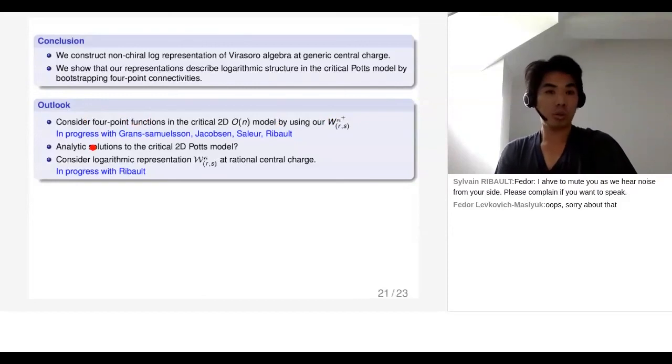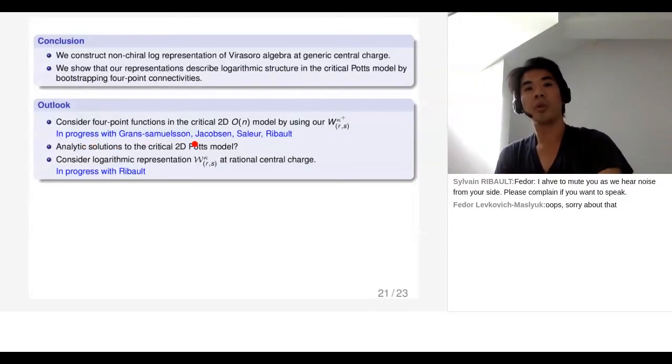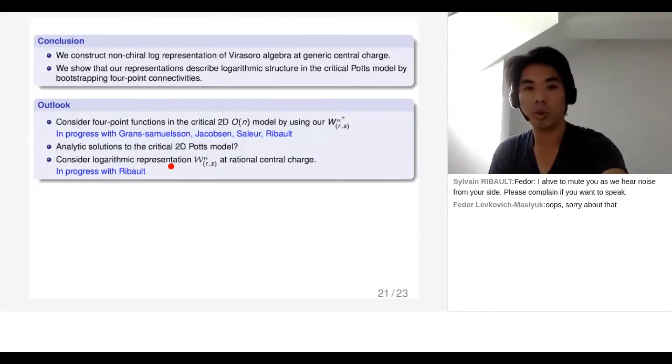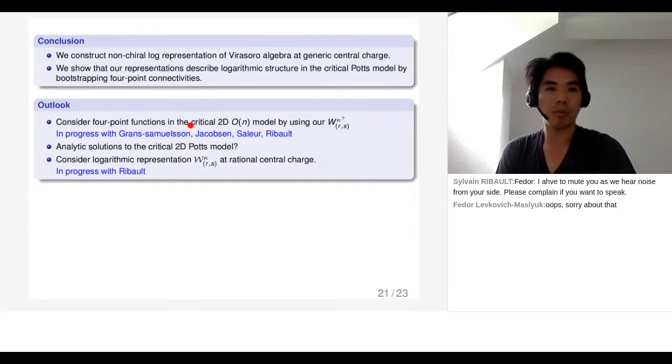And so the most interesting question maybe: could we really solve all the 4-point functions in this critical Potts model analytically? I mean, this analytic formula for the structure constant we found tends to give us hope, but we still leave this for future work. And so far we have been considering this log representation at generic central charge. And now we have started to think about what happens at rational central charge. And this again is still a work in progress. And I'm done here.